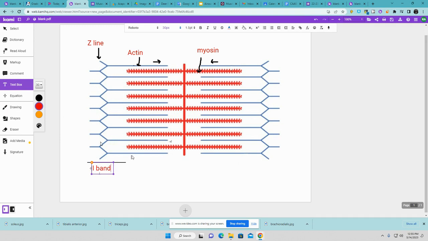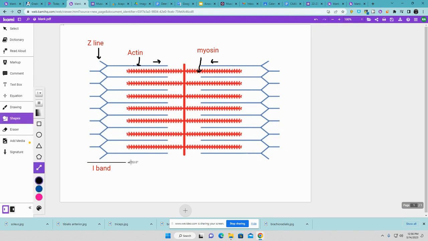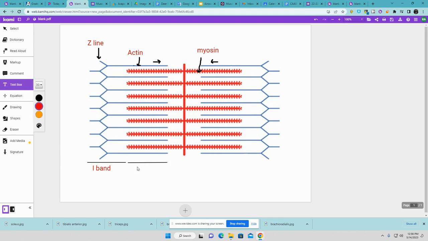And then just to the right of that, you're going to see this region contains both thick and thin filaments. This region is going to appear darker in the striated muscle because it has both the thick, the red myosin, and the thin, the blue actin. That's called the A band. The A band contains both thick and thin filaments. The I band contains just thin, so the I band is going to be much lighter than the A band.